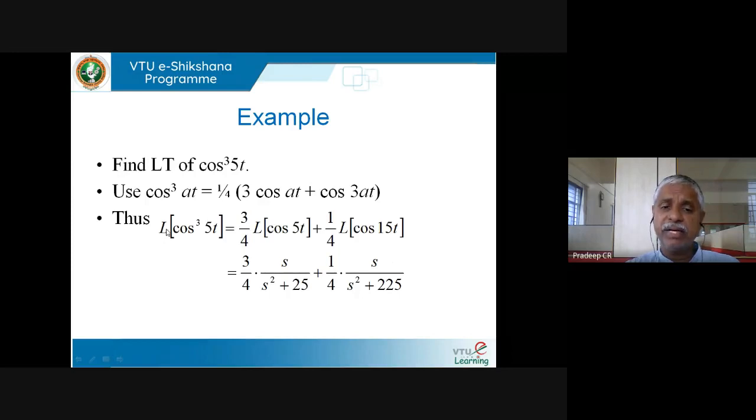Same thing you would do. Instead of L, it would have been I. So I of cos cube 5t is 3 by 4 I of cos 5t plus 1 by 4 I of cos 15t. These are easy to find. I of cos 5t and I of cos 15t are direct and straightforward. So that's what you would have been doing if you had been asked to integrate. The same technique will follow to find the Laplace transform. After all, this is also an integration, if not of the function directly. You multiply the function by e power minus st. So nothing very big about the methods we are trying to use. It's the same.